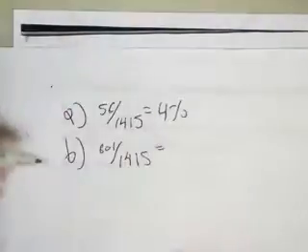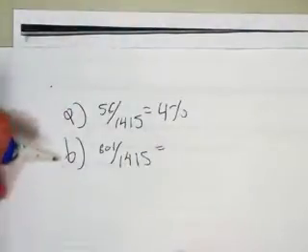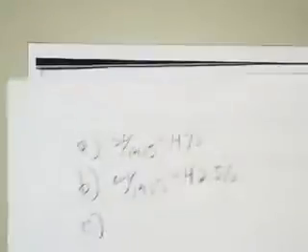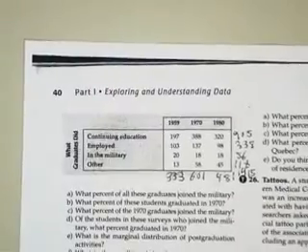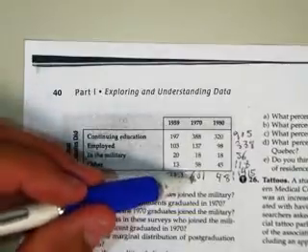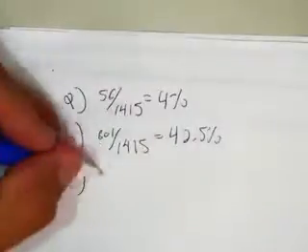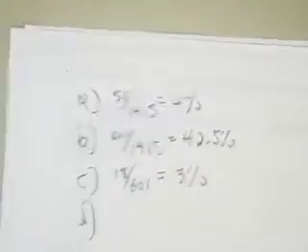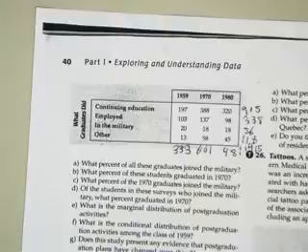and we get about 4%. And in B, we get what percent graduated in 1970, so we're going to do 601 divided by 1415, and let's see, we get 42.5%.